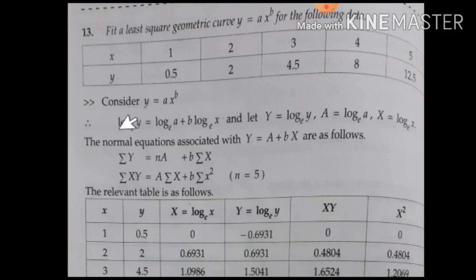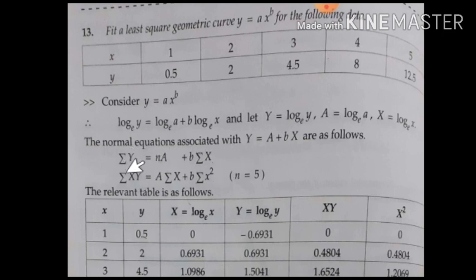So let me consider this log y as capital Y and log a as capital A, plus b into capital X, which is log x. So I have now converted this type of curve into the equation of a straight line. A geometric curve is converted into a straight line. Now the normal equations: take summation throughout, summation y equals n into a plus b into summation x. The second equation is multiplied by x, then take summation. So summation xy equals a into summation x plus b into summation x square. N is the number of data, here 5.